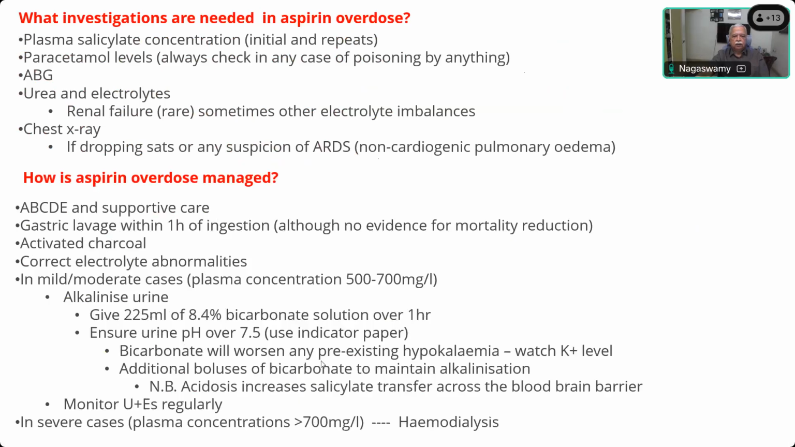Bicarbonate will worsen any pre-existing hypokalemia. So, what's the level of potassium? Additional boluses of bicarbonate to maintain alkaline urine. Monitor urea and electrolytes. In severe cases, with high plasma concentrations, you have to go for hemodialysis. These are all the treatments of aspirin overdose.